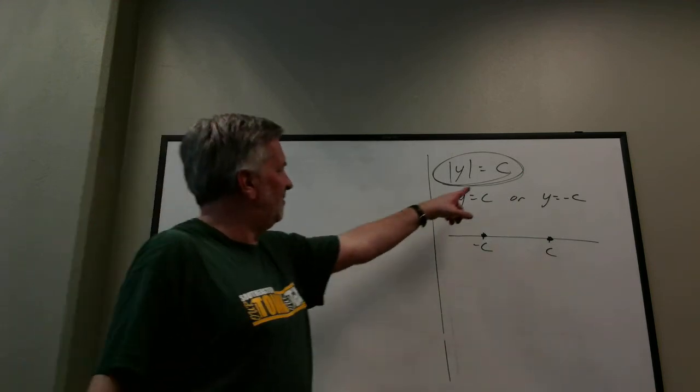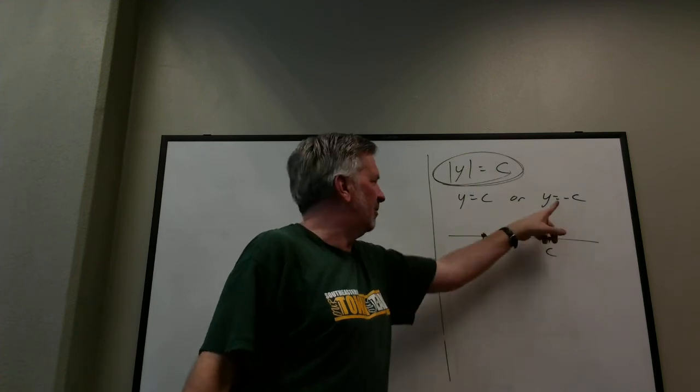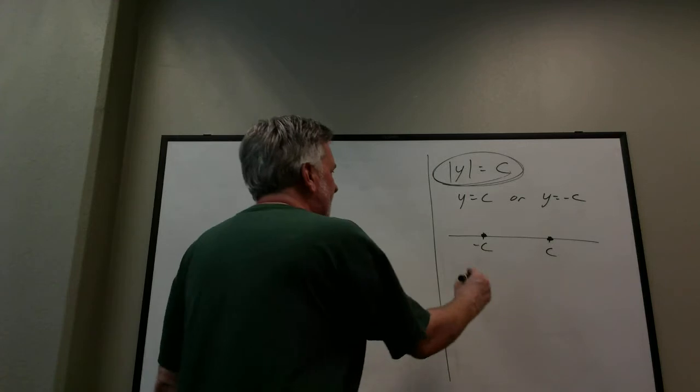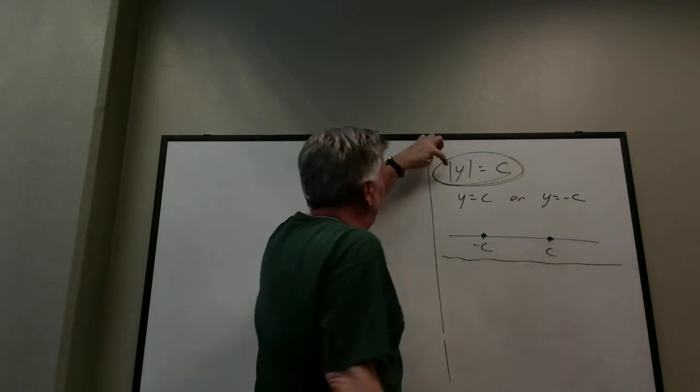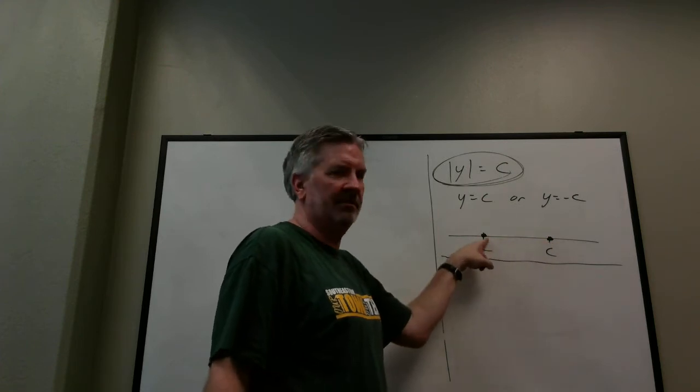Okay. Notice if c is 0, then you get 0 and negative 0. They're both 0, so there'd only be one solution at 0. Okay, so what if we change the problem here? If the absolute value of y is equal to c, your two solutions are here and here.